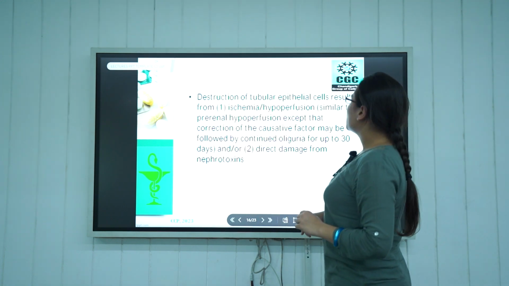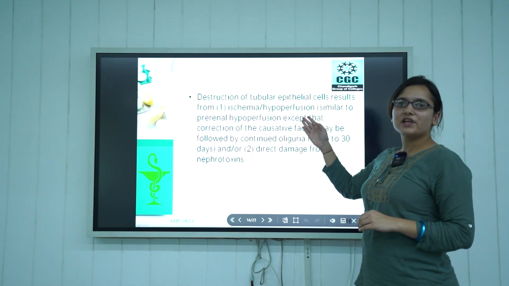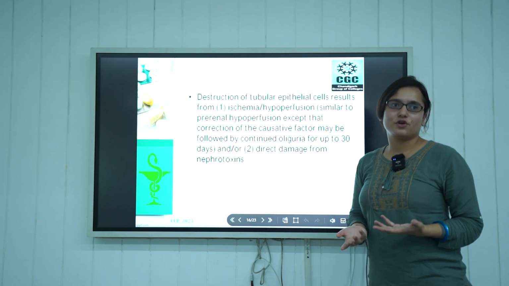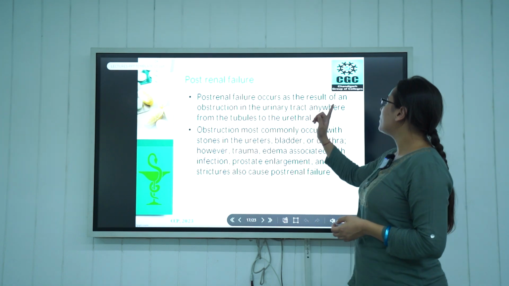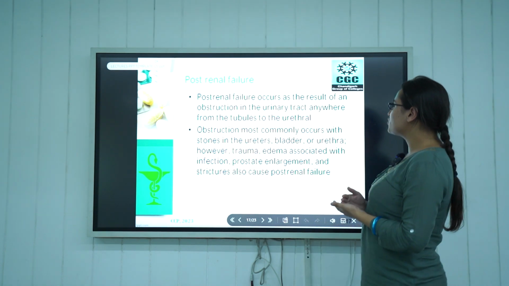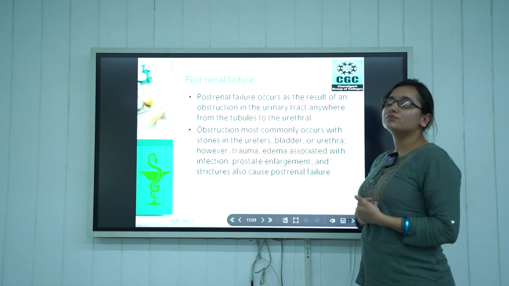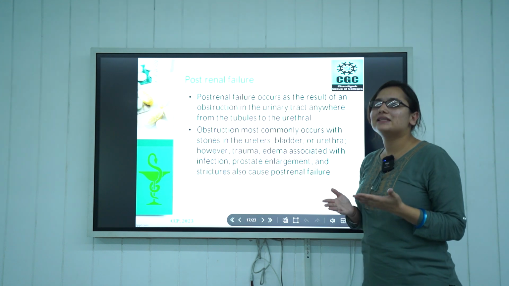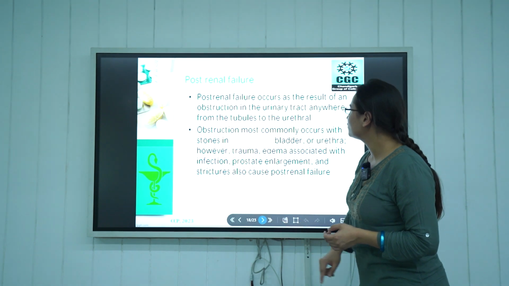Okay. So, there will be a destruction of the epithelial cells due to the hypoperfusion, that is the reduced renal blood flow, or when there is a direct damage by the nephrotoxins, right? Okay, if we talk about the post-renal cause, there will be obstruction in the urinary tract, right? It can be due to, as we have discussed, any calculi, any stones, any bladder abnormality, any cervical cancer, right? So, move to the next slide.